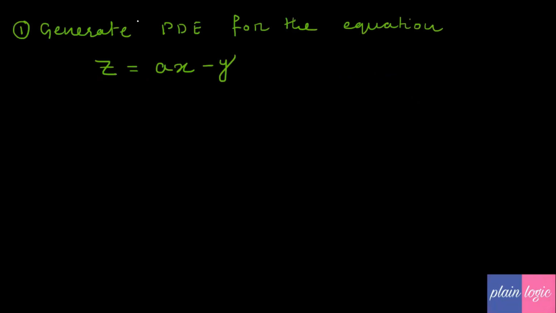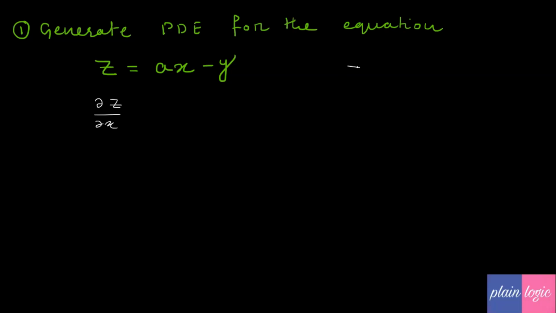So generate a PDE for the equation z is equal to ax minus y. Here we are going to eliminate arbitrary constant. The arbitrary constant is a here. Since a is unknown, let's differentiate, del z by del x.